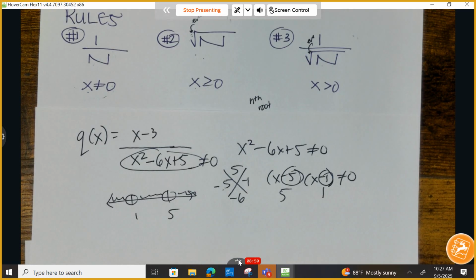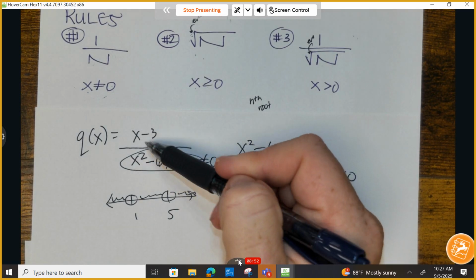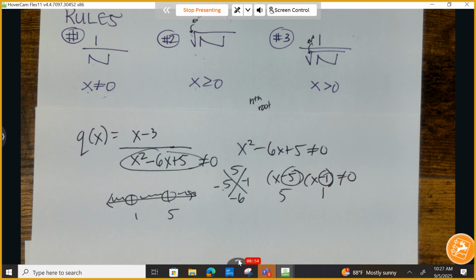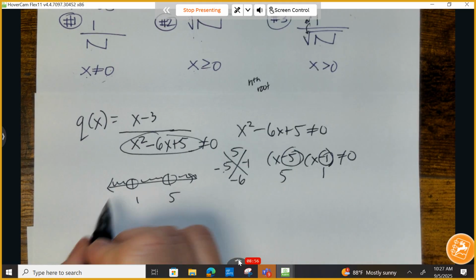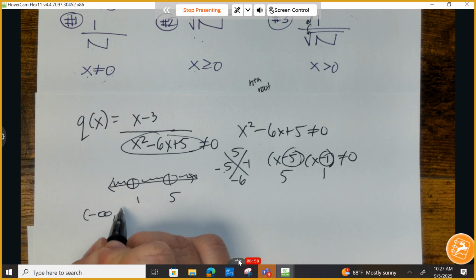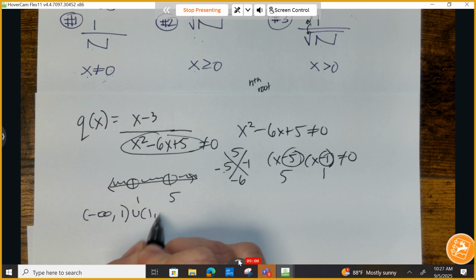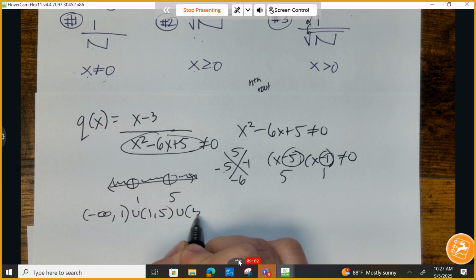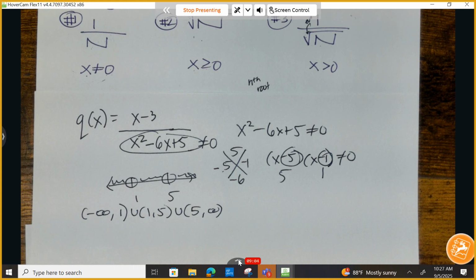That represents the domain. Anything that's shaded, I could plug in for the value of x, and there would be a corresponding y value. How do I represent that? Negative infinity up to 1, don't include it. 1 to 5, don't include the endpoints. And 5 to positive infinity.